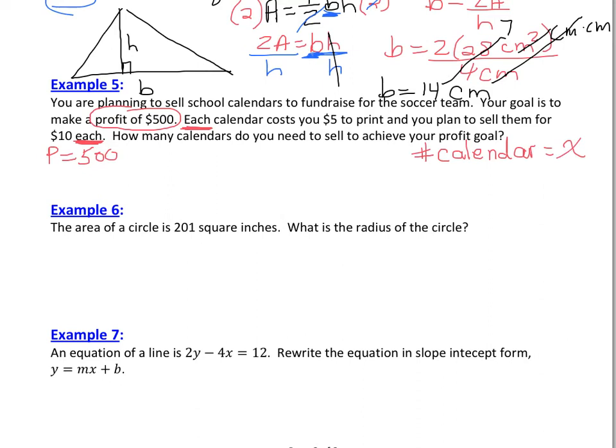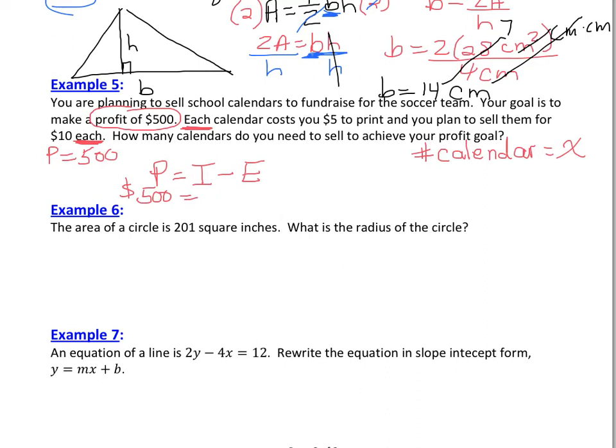Okay, so profit equals income minus expenses. Now we want $500 for profit, so I'm going to substitute $500 in here for the profit. Now we have an income or sales.